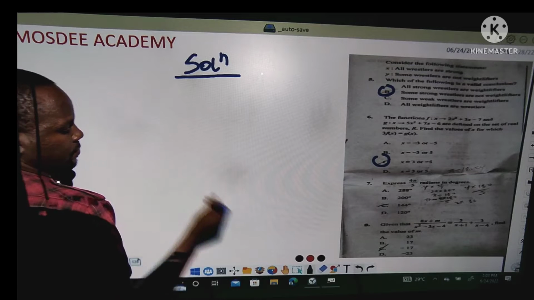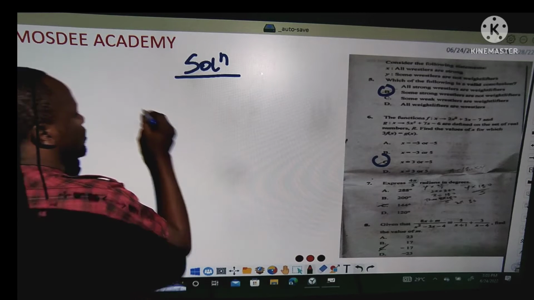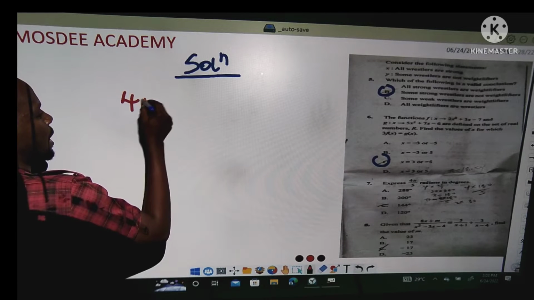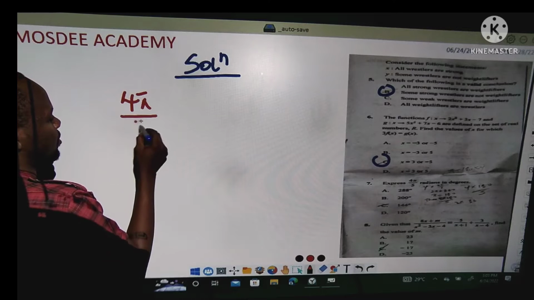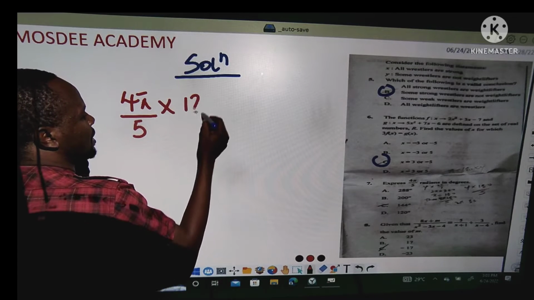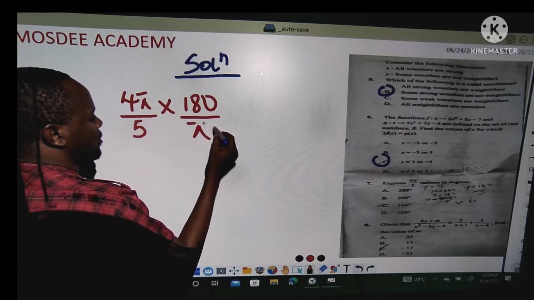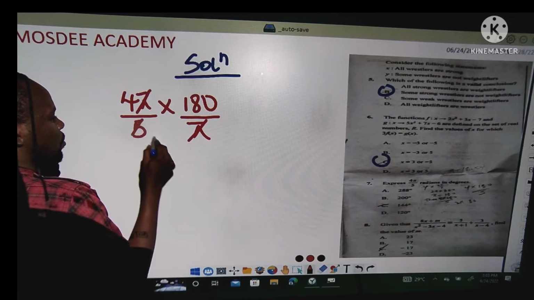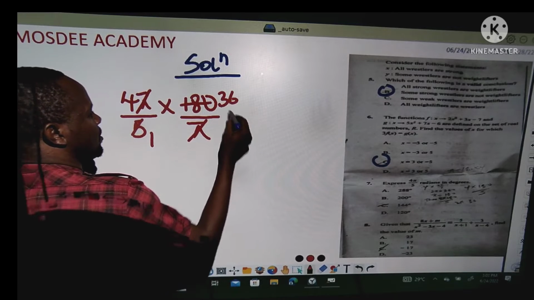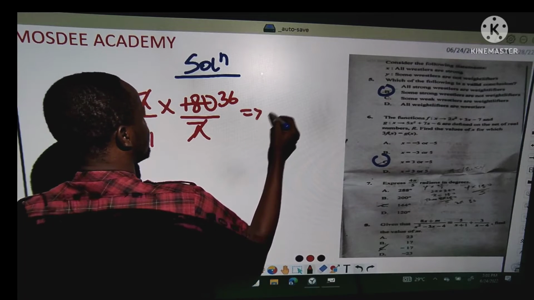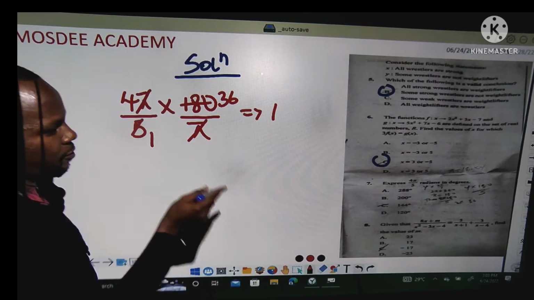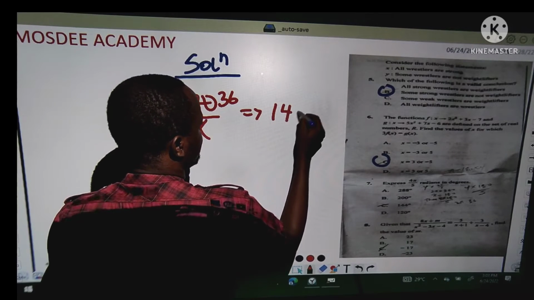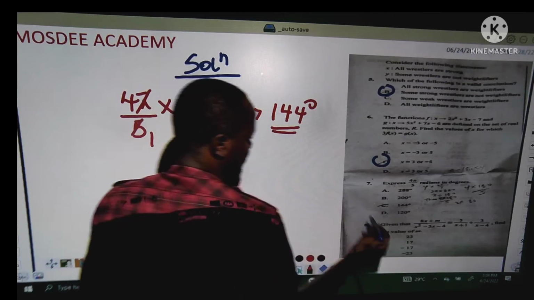So 4 pi over 5 multiplied by 180 over pi, because I know the question is direct. This is the way we do that. On simplification, this gets cancelled out. 5 here is 1, 5 here is 36. 36 times 4 is 144 degrees. And that is the answer to the question.